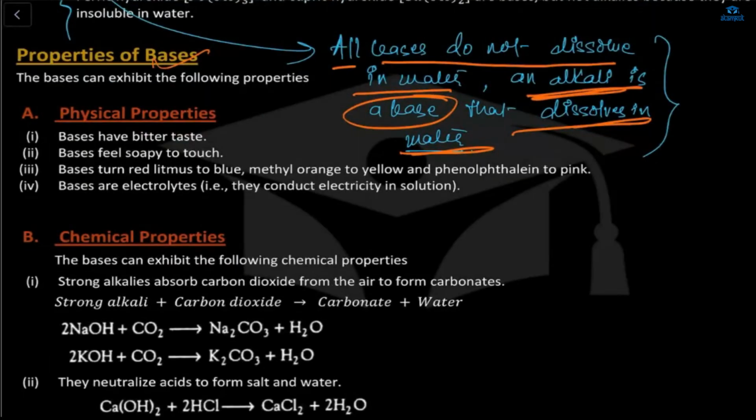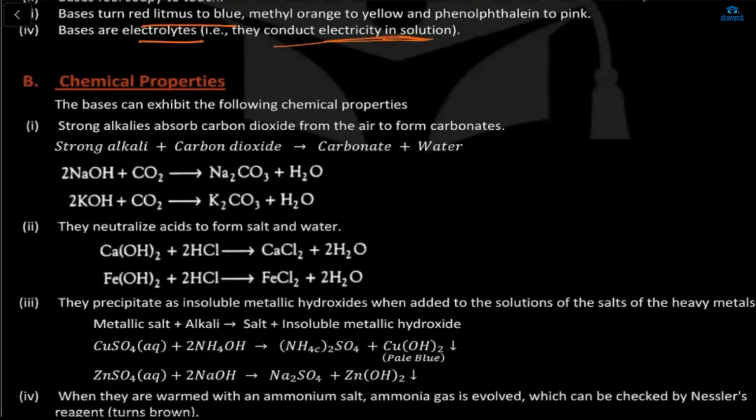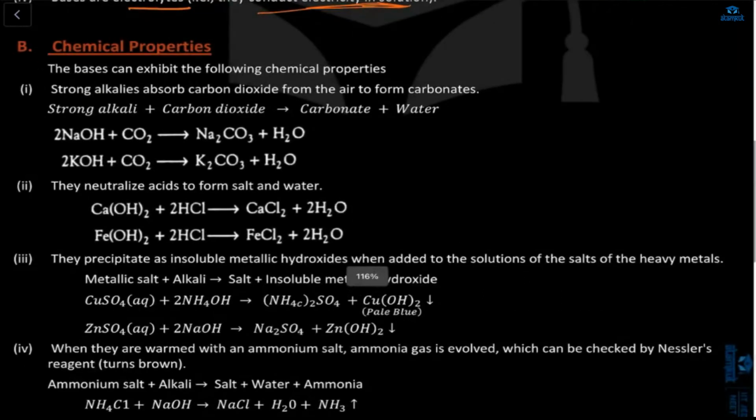So these are the properties. Bases are bitter. Bases feel soapy to touch because the example is soap. Bases turn red litmus to blue. These we already know. Bases are electrolytes, means they conduct electricity in solution. Now these are the chemical properties of the bases.